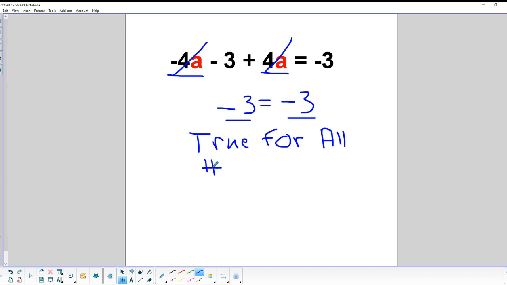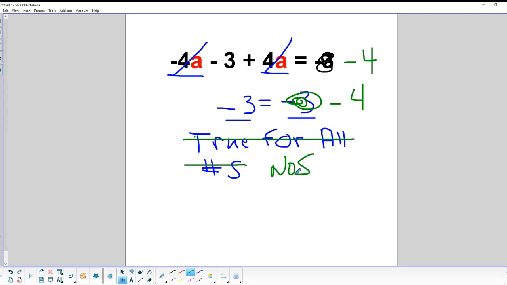Now, how do you know if it is a no solution problem? Well, if you would have had something like this, but instead of two negative 3's you would have had a different number, like a negative 4 over here, then when you got to this last step, instead of negative 3 equals negative 3, you would have had negative 3 equals negative 4. If the variables disappear and you have two numbers that are not equal, so the statement is not true like this, then that would be an example of a no solution problem.